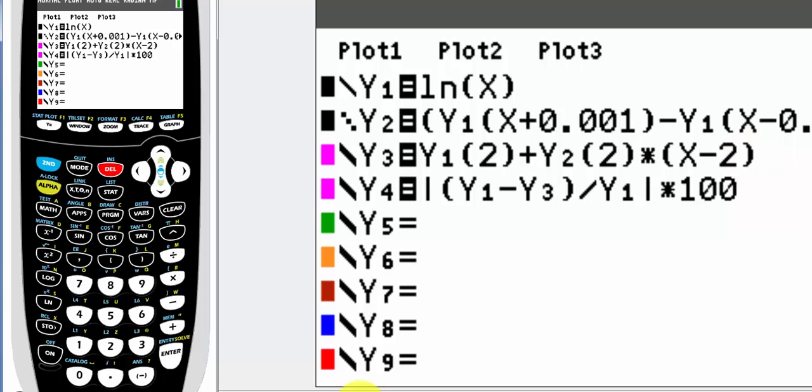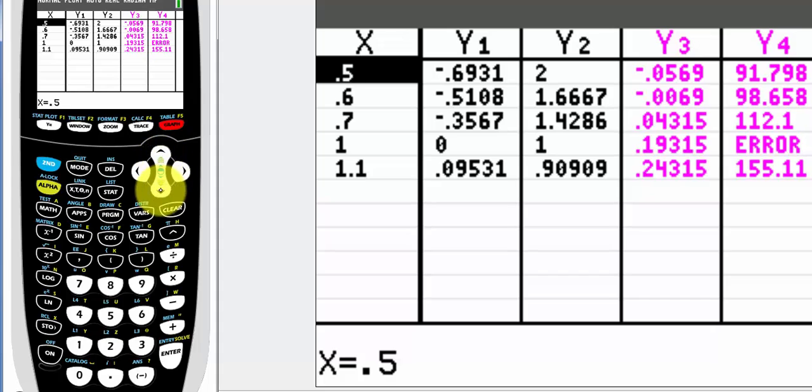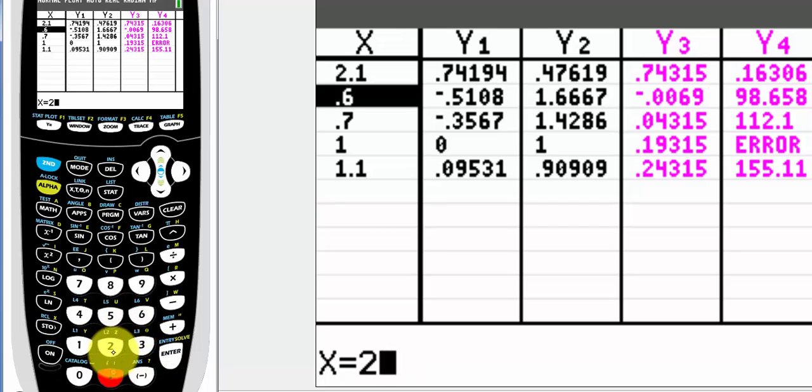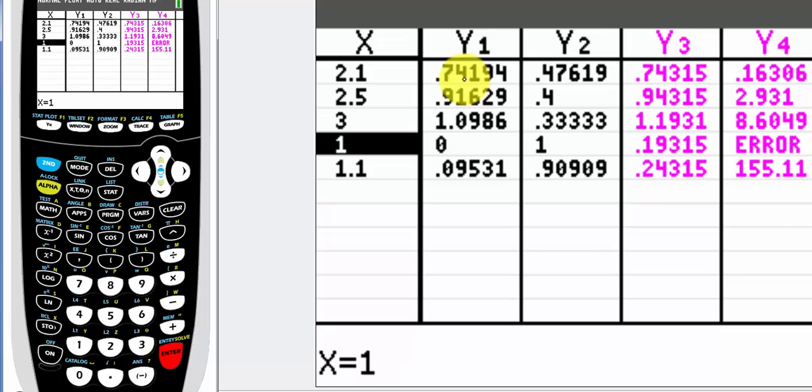I'm not going to fill out the table, I just want to check out the values: 2.1, 2.5, and 3. So let's look at the values. 2.1, here we go. 2.5, here we go, and 3. All right. So exact, approximate, exact, approximate, exact, approximate.